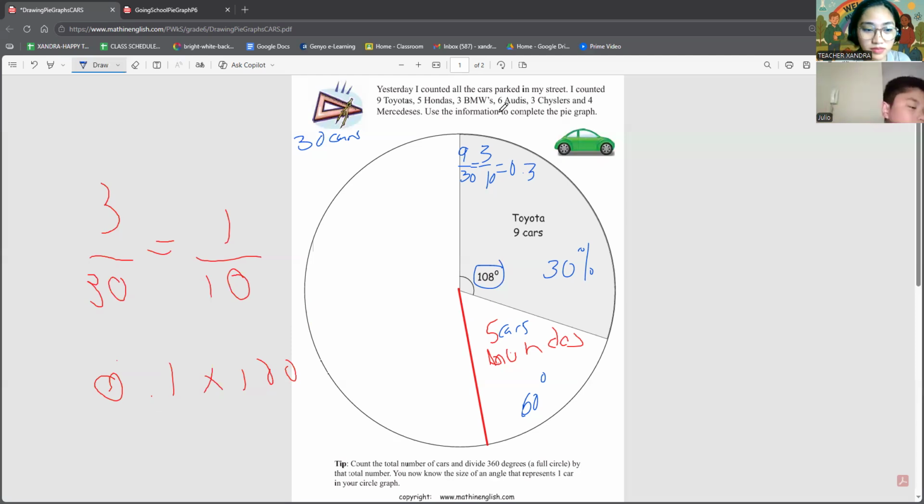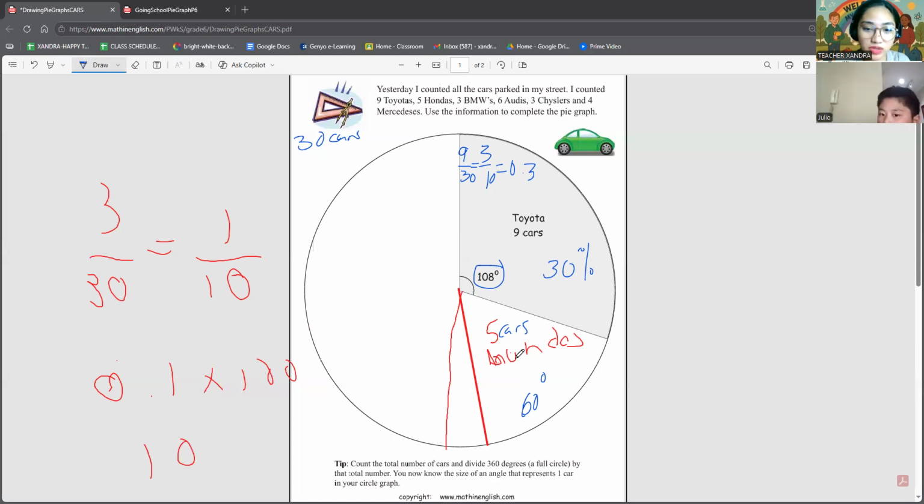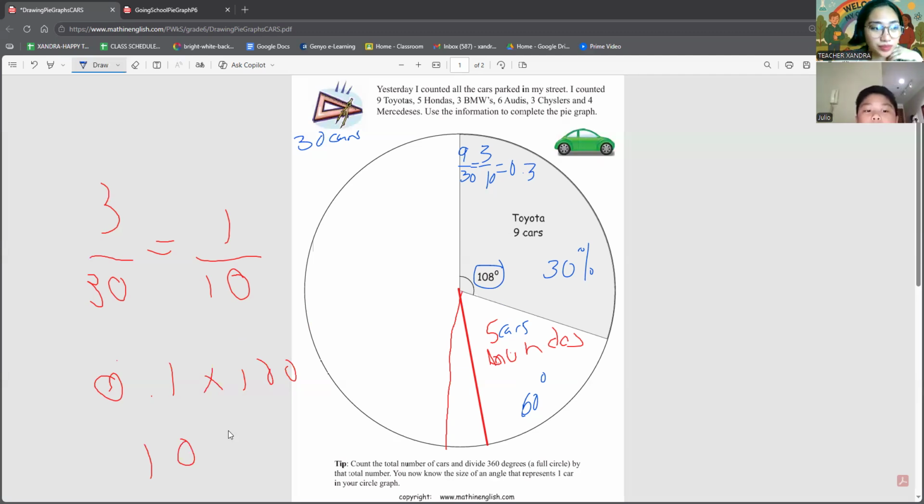Teacher, so 0.1 times 100, what percentage? That would be 10%. Okay. So look for the angle of... this is 168. So if you add another 10, that's 178. Look for the angle of the sector for BMW.